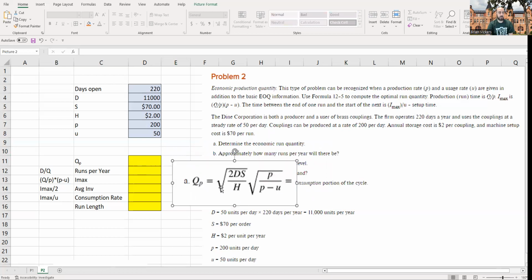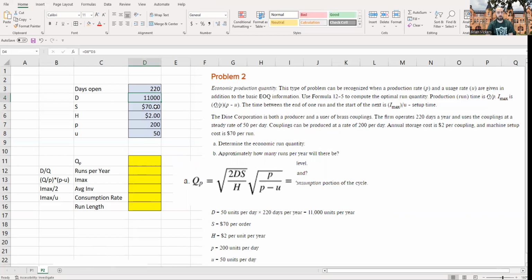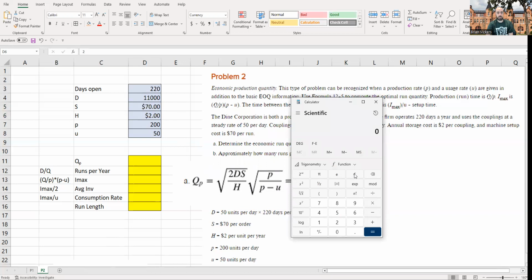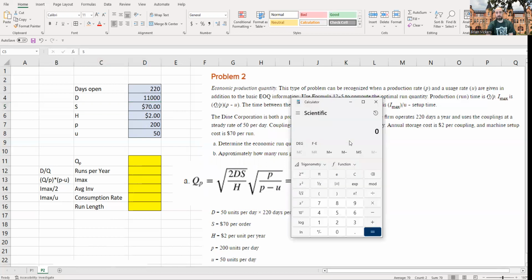So 2DS over H, we have that value already. So that one's the easy one, right? 2 times D, which is annual demand, times S, which is the production startup cost. Instead of ordering cost, it's the amount to start up a run. Divided by H, which again is still holding cost. That didn't change. The only thing that changes with EPQ, production quantity, is that instead of ordering it, you start up a run. So the S could be called shipping cost, and then the S could also be startup production cost. These are the same letter for both.